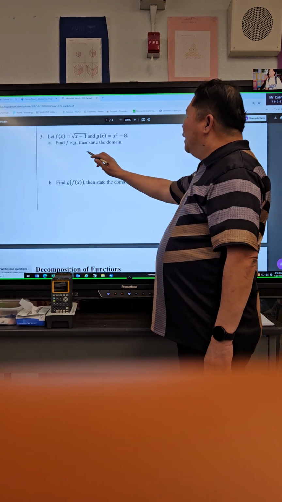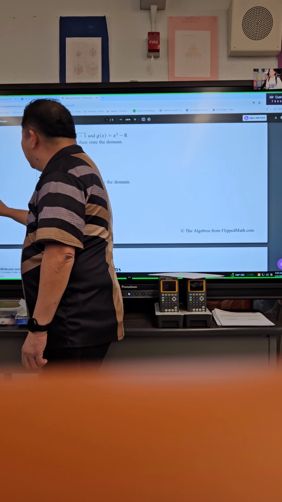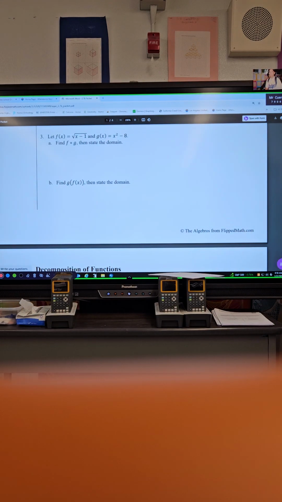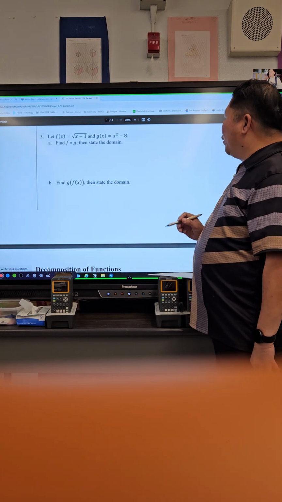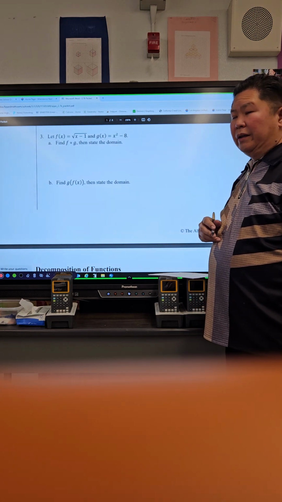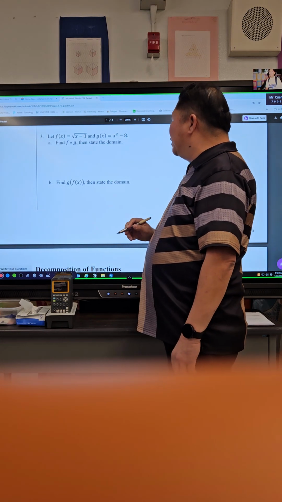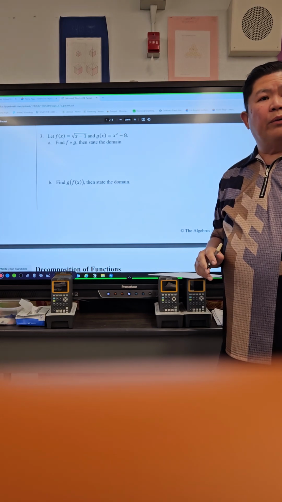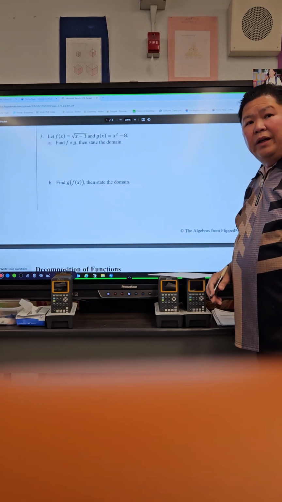So, let f of x is equal to square root of x minus 1, and g of x is equal to x squared minus 8. Now, find f compose g, then state the domain. How to rewrite this one? Are we rewriting? Yes or no? Yes, right?